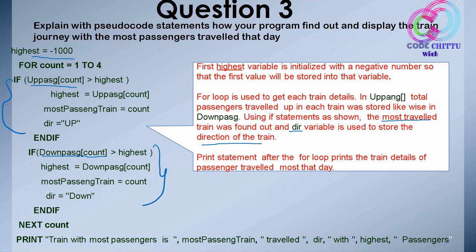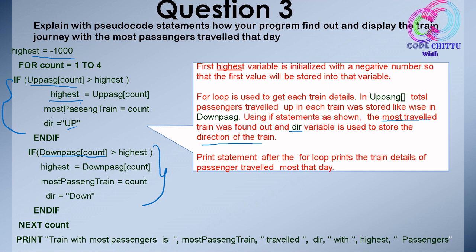So what is that? First, in highest we are storing the first value, and we are storing the count, that means the train number, right? We are storing the train number, because we are not storing it in a separate array. So 1, 2, 3 like that only. 1 means train number 1. So that I am storing, and the up direction also I am storing.